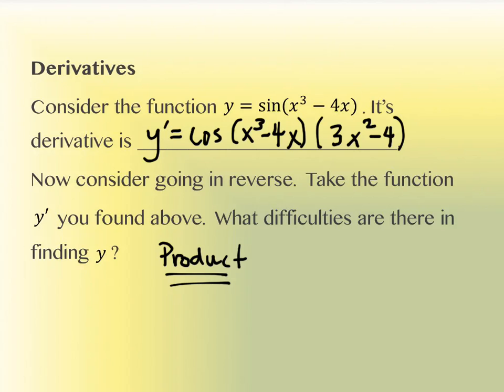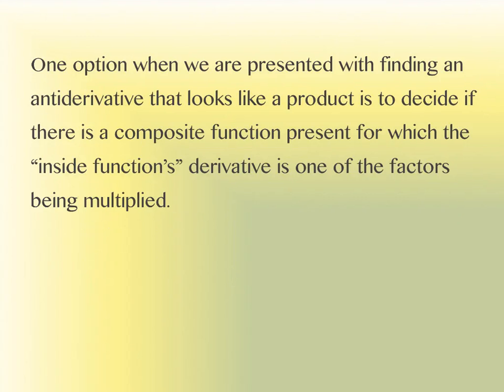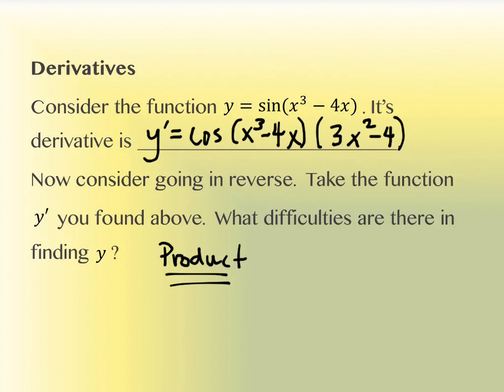So we want to figure out how we can deal with this in a different way. One option when we're presented with finding antiderivatives that look like a product is to decide if there's a composite function. Composite function simply means a function that's inside of another one, right? Like things where we used chain rules when we were doing derivatives, something inside of another one, for which the inside function's derivative is one of the factors being multiplied. So if you go back over here to this problem, if you started out right here at y prime, the inside function, the function that looks like it's inside of something else, is this piece right here. It's inside of a cosine, right?